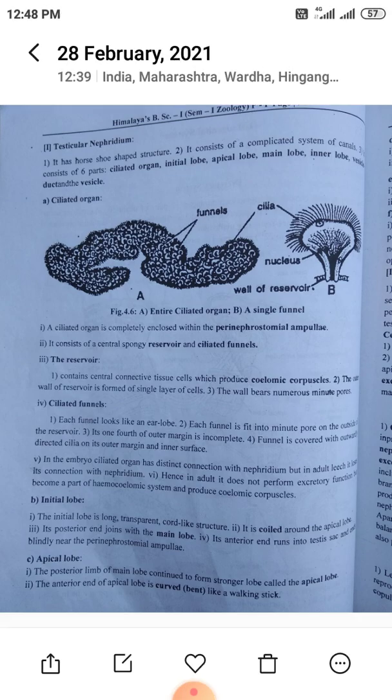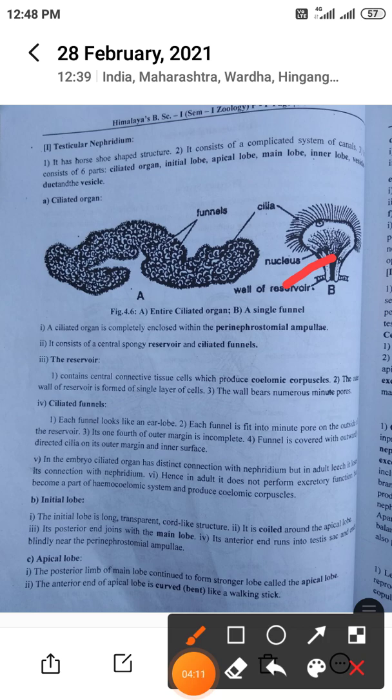Next, ciliated funnels. This is the diagram of funnels. Each funnel looks like an earlobe. Each funnel fits into a minute pore on the outside of the reservoir. Its 1/4 outer margin is incomplete. The funnel is covered with outgrowth of cilia on its outer margin and inner surface. Here are present outer cilia, and also on the inner surface cilia are present.